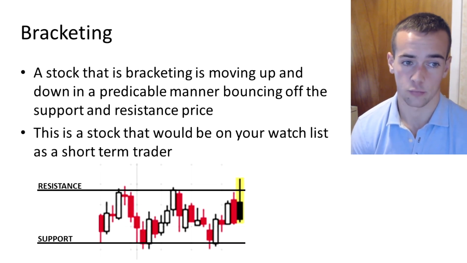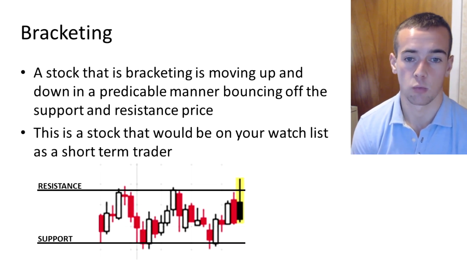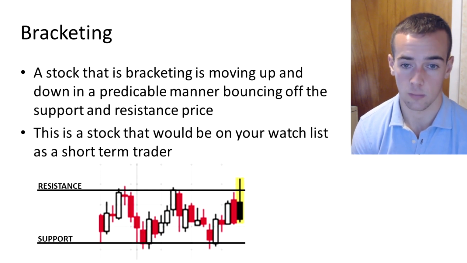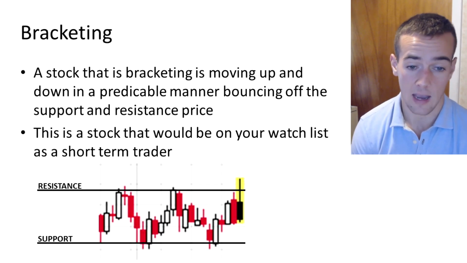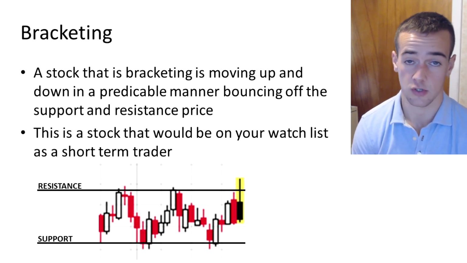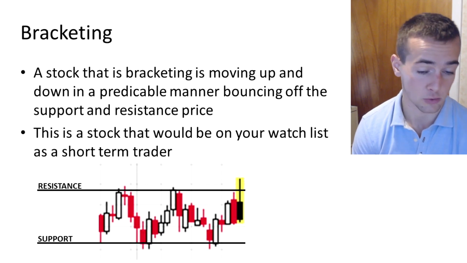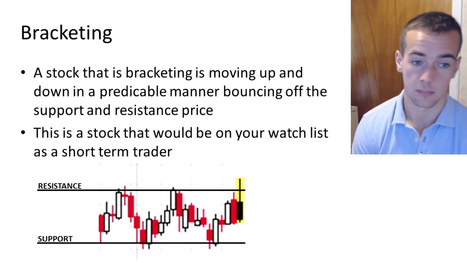So first of all, we have bracketing, and this is when a stock is moving up and down in a predictable manner, bouncing off the support and resistance prices. This is a very orderly pattern. It looks just like you would expect, just like that drawing in the previous slide there with the arrows going up and then back down, back up and back down.